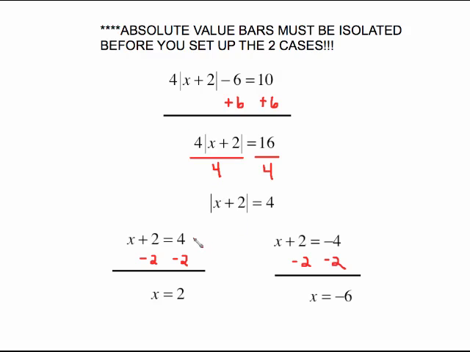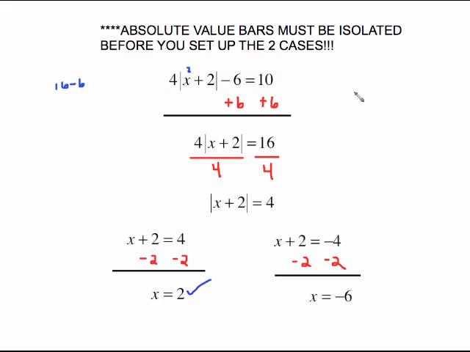X plus 2 equals positive 4, x plus 2 equals negative 4. I went ahead and solved these out because this is the exact same equation we just had a couple slides ago. We have these 2 answers, and we would like to check those in the original. Put a 2 here. 2 plus 2 is 4. The absolute value of 4 is 4. 4 times 4 is 16. 16 minus 6 is the 10, so we're fine with this one.